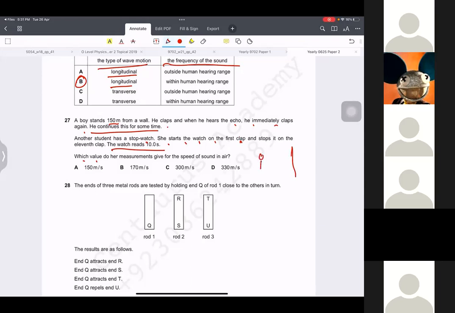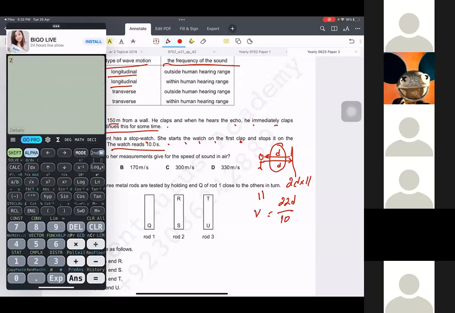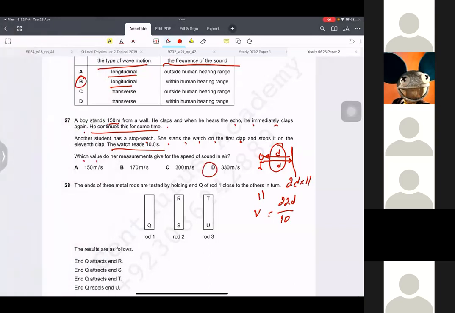So this is a wall, this is a person. He claps, sound goes a distance D, then comes back a distance D, right? And then he claps again. So 11 claps means it would have gone like this 11 times, twice the distance 11 times. So 22 times the distance over 10 seconds should be the speed. The distance is 150, so 22 times 150 divided by 10 is 330. That's the answer. Do you guys understand how I did this?